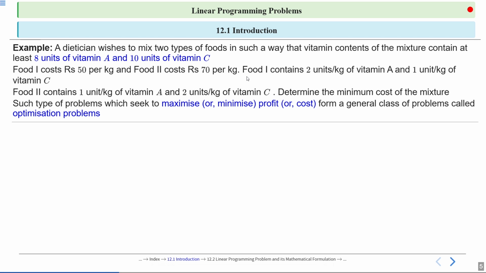So such type of problems which seek to maximize or minimize profit or cost form a general class of problems. This type of problems is called optimization problems. Okay, so what is the purpose of optimization problems? Purpose of optimization problems is basically to maximize or minimize. Okay, maximize profit and minimize cost.